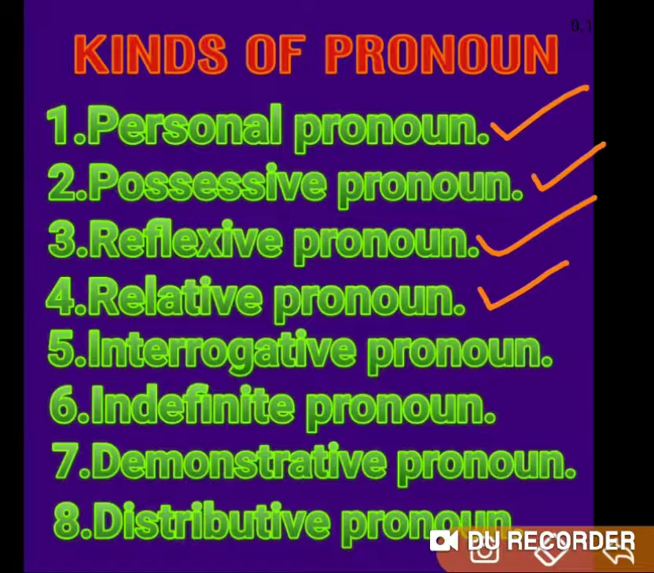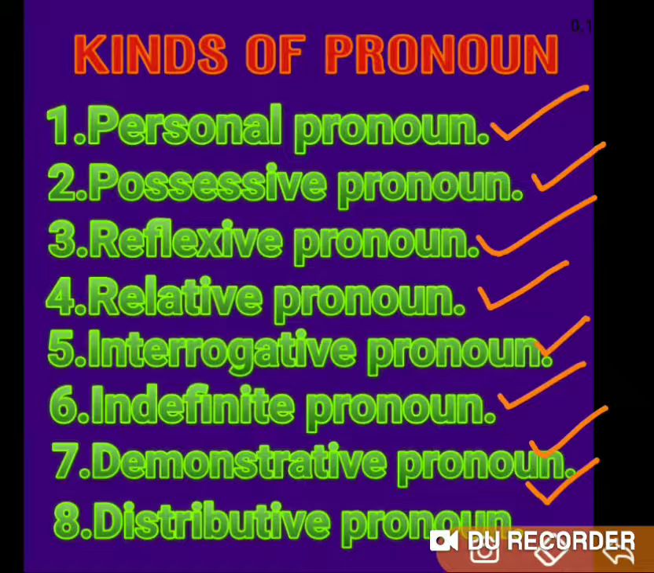And the next one, the fifth, is interrogative pronoun, and the sixth one is indefinite pronoun. II means interrogative and indefinite. And the last two: the seventh one is demonstrative pronoun and the eighth one is distributive pronoun. DD stands for demonstrative and distributive.